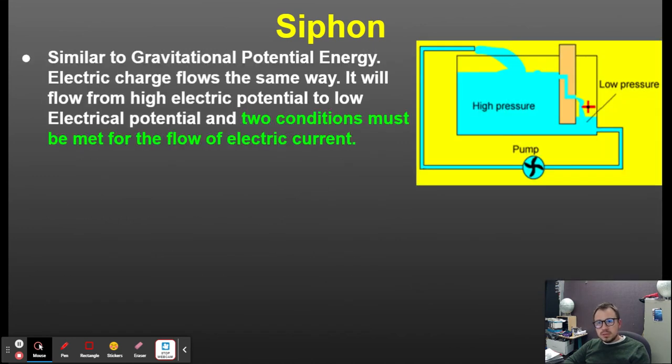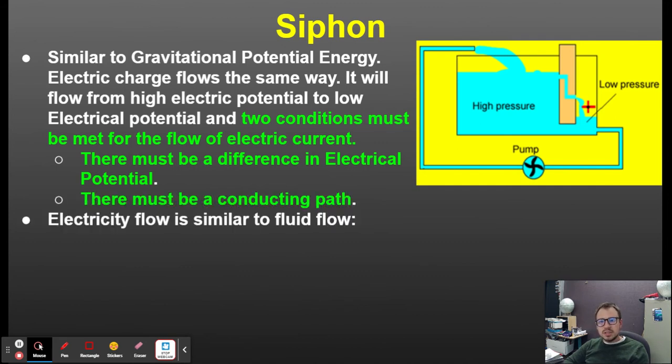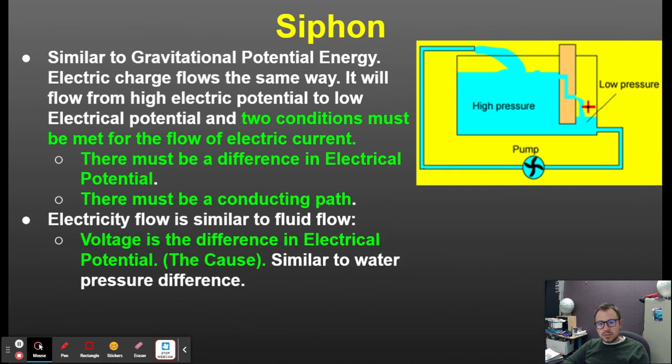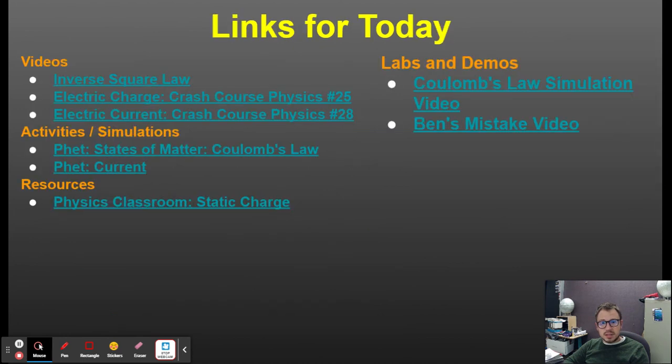Similar to gravitational potential energy, electric charge flows the same way. It will flow from high electrical potential to low electrical potential, and 2 conditions must be met for the flow of electrical current. There must be a difference in electrical potential. There must be a conducting path. Electricity flow is similar to fluid flow. Voltage is the difference in electrical potential, or the cause. It's similar to water pressure. And current is the flow of the electric charge, so the effect. It's similar to the flow rate in that water simulation I had there.